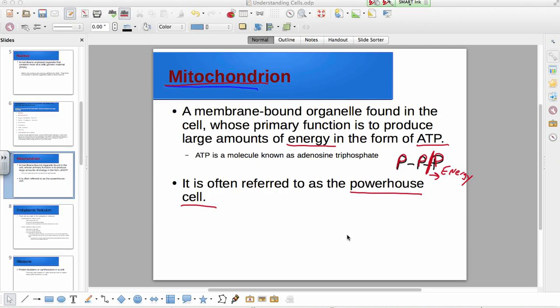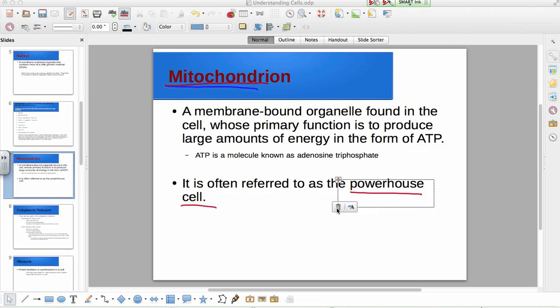However, some cells are going to have more mitochondrial organelles within them than others, because some cells are going to be required to use more energy, such as your muscle cells and so forth. So understand that aspect of it, that mitochondrion is where the energy is, and again, it's large amounts of energy, and it's referred to often as the powerhouse cell. And you will find that in both plants and animals.